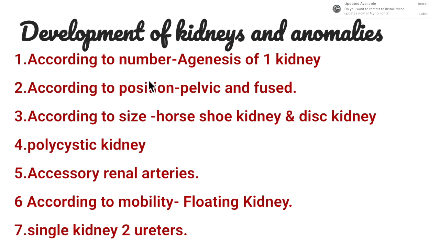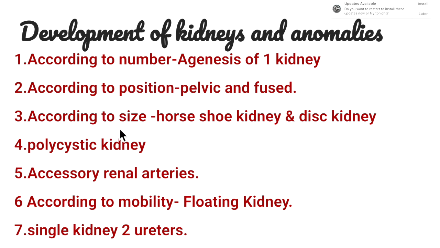Next one is according to position. Sometimes the kidney won't attain the normal position and remains in the pelvic position only. So this is one of the conditions. Usually the kidneys have to reach towards the lumbar region. They ascend from the pelvic to the lumbar region, but in this anomaly they remain in the pelvic position only.